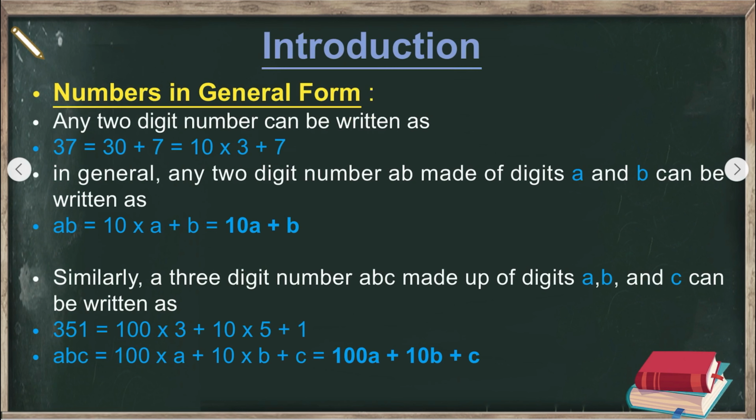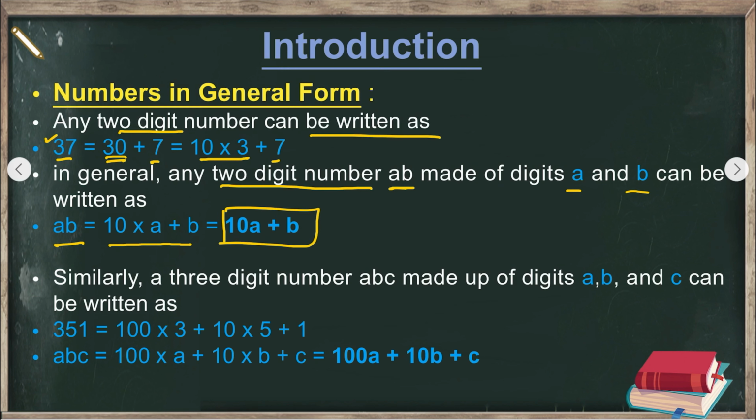So first we have numbers in general form. You know that any 2-digit number can be written as, like we have 37, we can write it as 30 plus 7. 37 is the sum of 30 plus 7, or we can write this 30 as the multiple of 10 into 3, then we add 7 to it. So 10 into 3 is 30, 30 plus 7 is again the original number 37. So in general form, any 2-digit number AB, made of digits A and B, can be written as AB equals 10 into A plus B, that is 10A plus B. If you have any 2-digit number, you can write that in the form of 10A plus B.